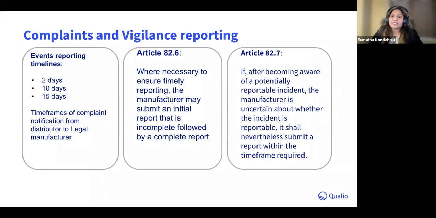And as Kelly was mentioning on the agreement between the manufacturer and the distributor, the manufacturer has to finally make sure that these kinds of requirements are also being met when it comes to the distributor giving the information to the manufacturer. And the Article 82.6, where necessary to ensure timely reporting, the manufacturer may submit an initial report that is incomplete, followed by a complete report. And also the Article 82.7 focuses on a potentially reportable incident. If the manufacturer is uncertain about whether the incident is reportable, it shall nevertheless submit a report within the time frame that is required.